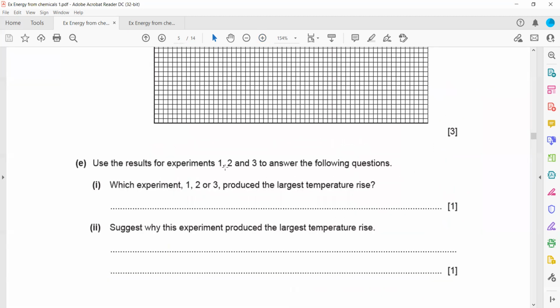Next question: which of experiments 1, 2, 3 produced the largest temperature rise? Largest change in temperature. Experiment 1, 2, or 3. So experiment 3, that's right.